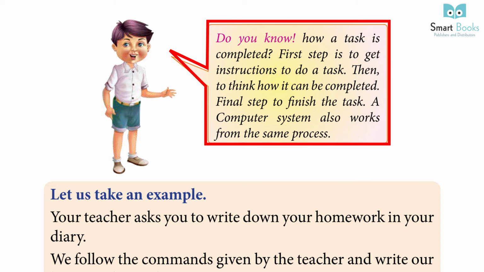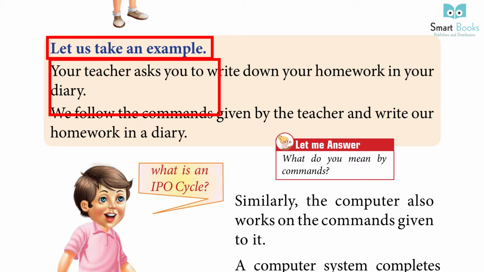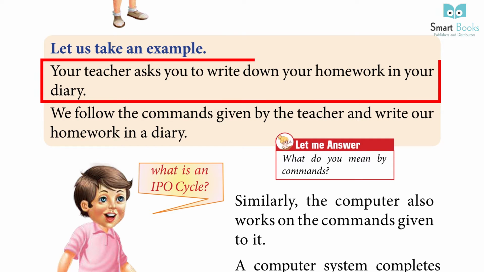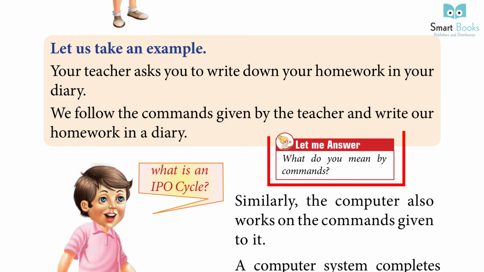Do you know how a task is completed? First step is to get instructions to do a task. Then to think how it can be completed. Final step to finish the task. A computer system also works in the same process. Let us take an example. Your teacher asks you to write down your homework in your diary. We follow the commands given by the teacher and write our homework in a diary. Let me answer. What do you mean by commands?